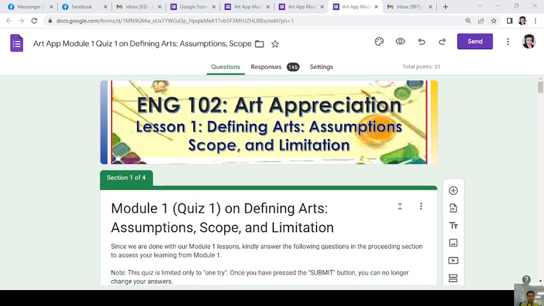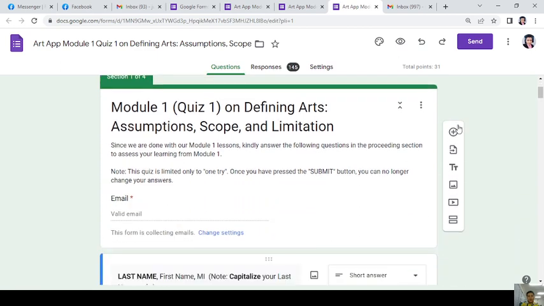This is the rationalization of our quizzes that you have taken, by the way, the last two weeks. So let's start with lesson one: defining arts, assumptions, scope, and limitations. Module one, quiz number one.